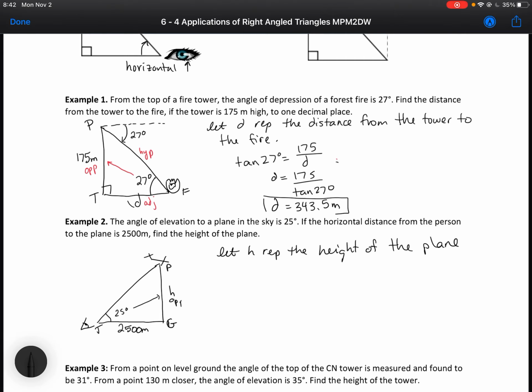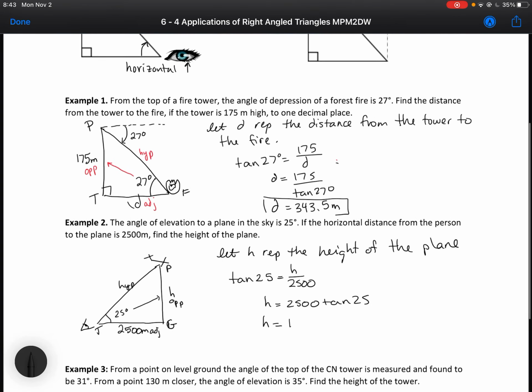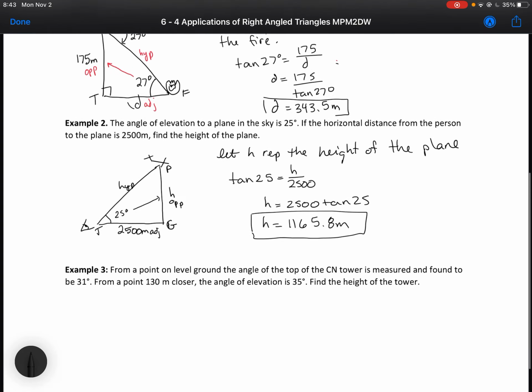So I have an angle. I'm going to label my sides: I have my opposite, my hypotenuse, and my adjacent. Here I'm going to use my tan ratio again, opposite over adjacent. In order to solve for my missing side, I multiply both sides by 2,500, and evaluating that on my calculator tells me that the plane is 1,165.8 meters above the ground.